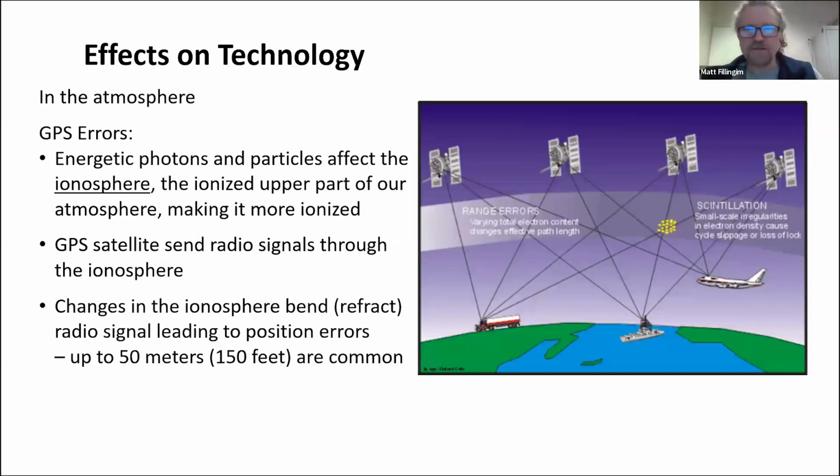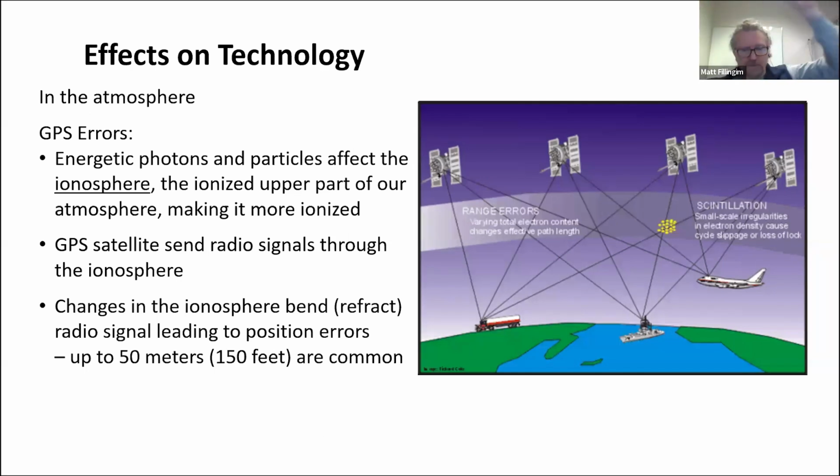Okay, so now we can think about what happens in the atmosphere. What are the effects of solar max, solar flares and coronal mass ejections in the atmosphere? One is GPS errors. This is a big one. GPS satellites are high above the atmosphere, but they communicate with things on the surface. And so those radio signals pass through the atmosphere.